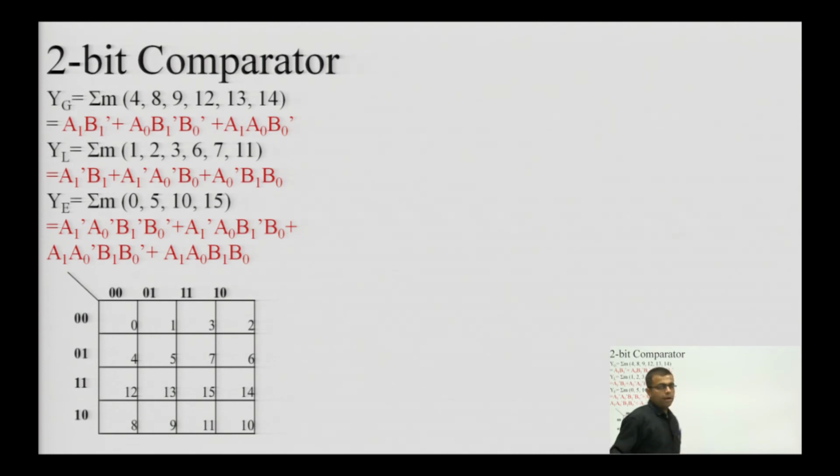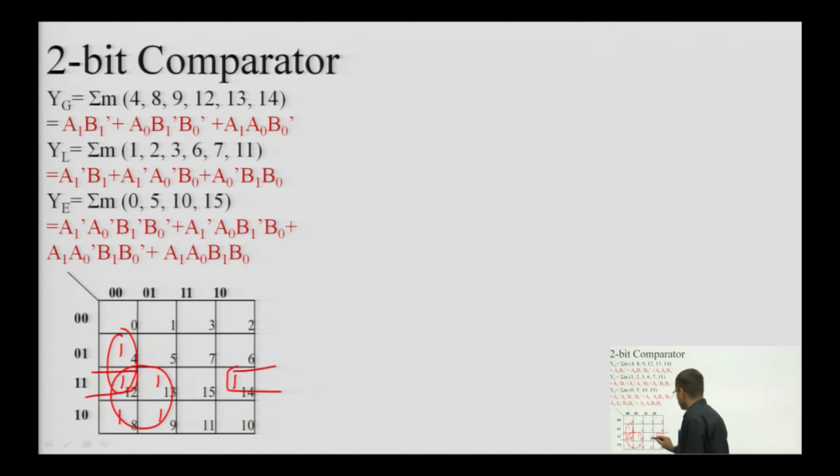So, this is the blank layout of a K map in which we can feed these min terms to generate the expressions for these circuits, for y g, y l and y e. So, if we feed 4, 8, 9, 12, 13 and 14, we can check that there is a quad here and there is a pair here and another pair.